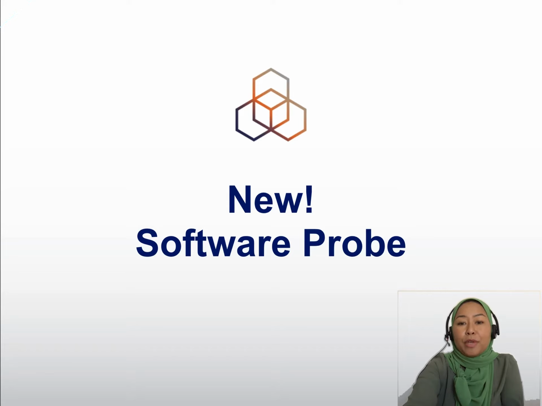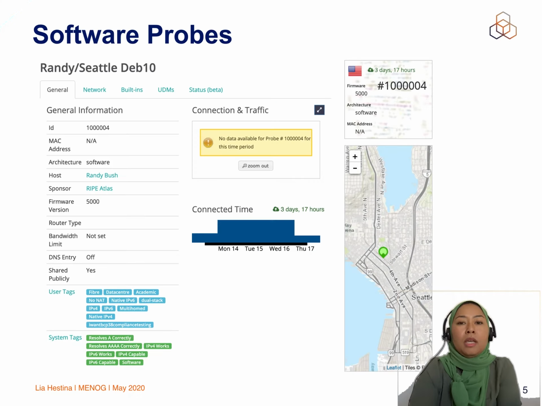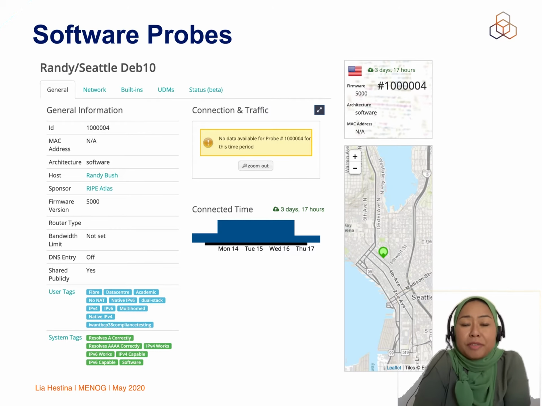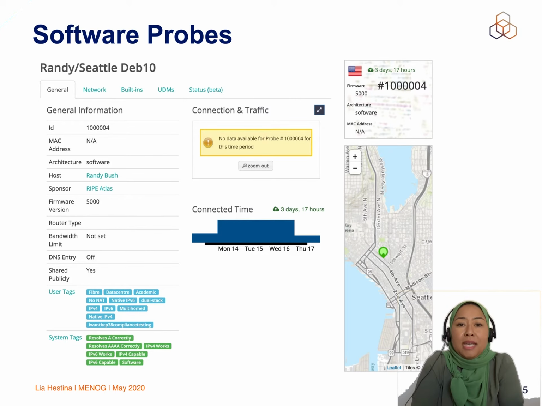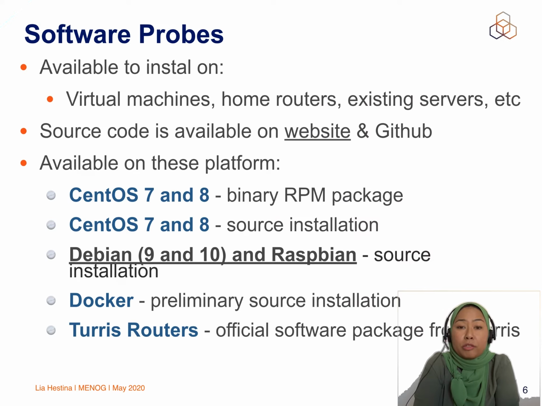So many of you have requested software probes, and now we have the software probes in production. It has the same view, the only difference is the probe ID. It starts with 1 million. For the rest, it's just the same. We have a dedicated controlling infrastructure for these probes, which makes it transparent for the user. So users can use probe tags to use or exclude the software probes within their measurements.